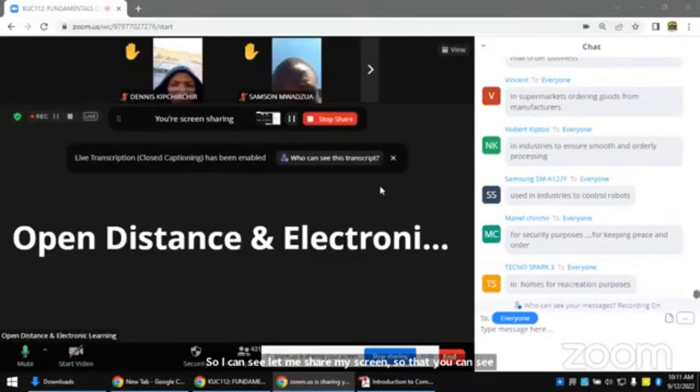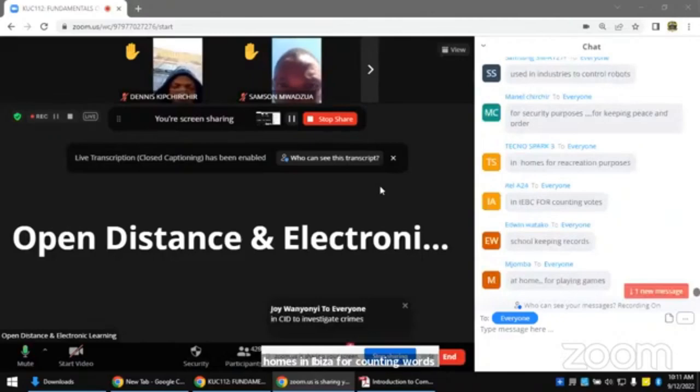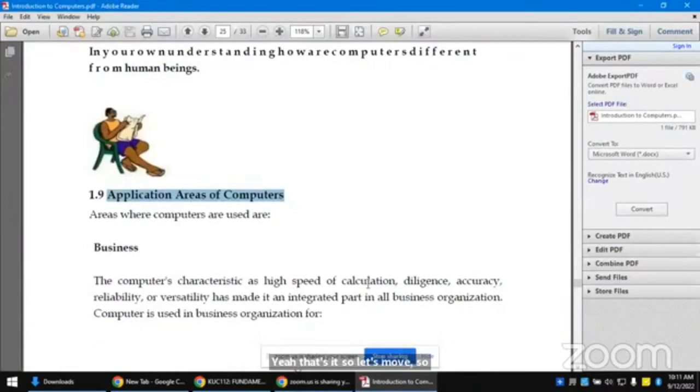Security purposes in homes, in IBC for counting votes. You can see in companies, in government institutions. Yeah, that is it. So let's move. I'll just pass through. I can see you have an idea of where they apply.